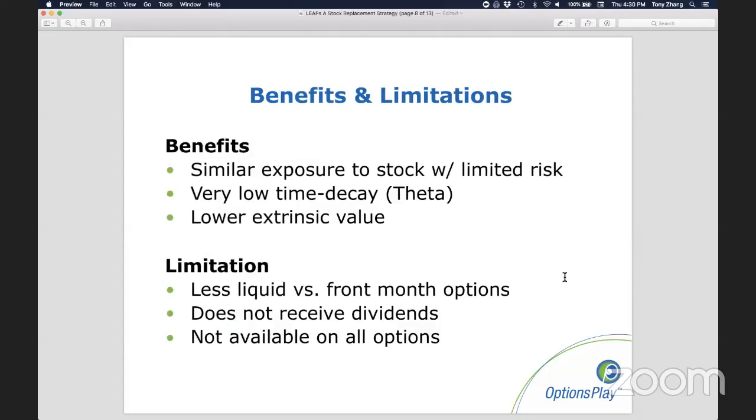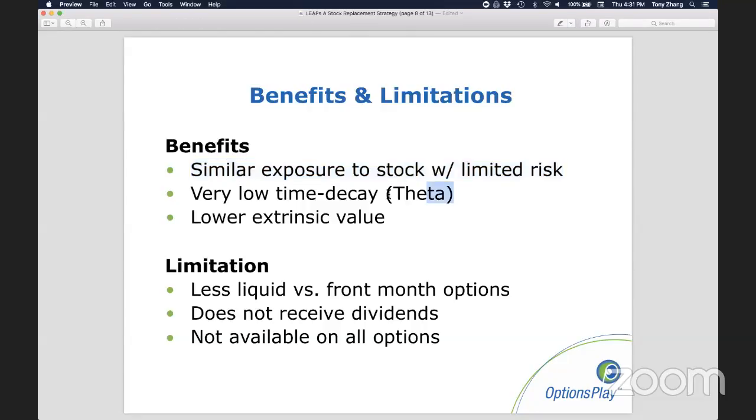So what are some of the benefits to trading leaps? Number one, the key here is to get similar exposure to stock, but with limited risk. When you're buying a stock, when you're shorting a stock, you have a substantial amount of risk. So if you buy 100 shares of that stock, it can go down to zero, and you would lose all your money. Versus if you're buying a call option, you're only putting up a fraction of the amount of money to buy 100 shares of the stock, and your risk is limited to that. So that's really the key benefit of trading leap options versus just outright buying or shorting the stock.